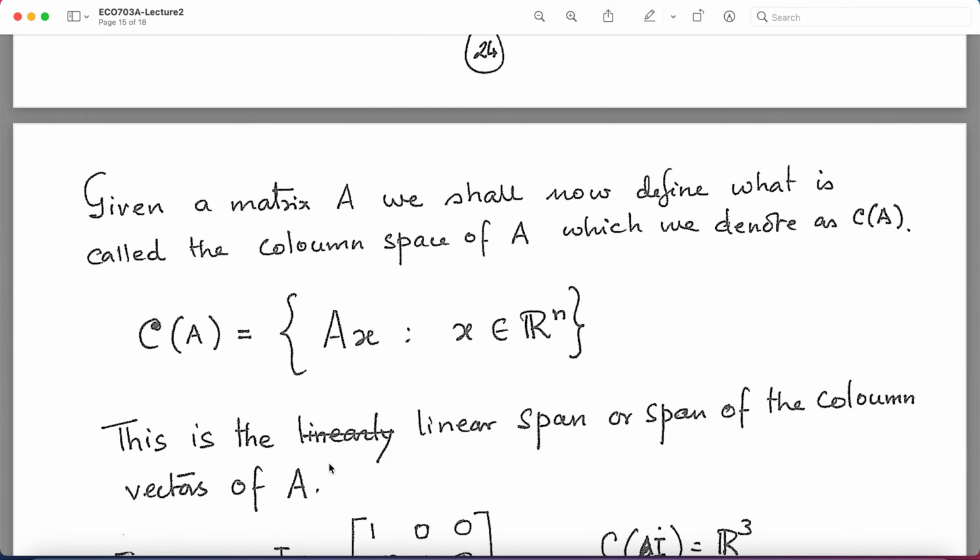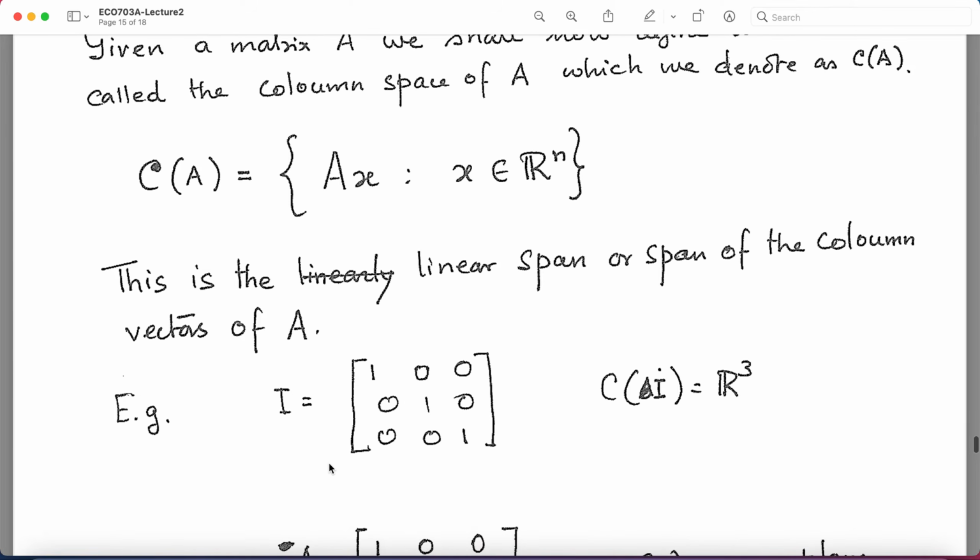So, now after so much talk, we give the definition of the column space of A. You take any vector x in Rn and form the product A of x, where A is a matrix with certain columns. So, basically you take all possible linear combinations of the columns of A, or basically the linear span of the column vectors of A, and that would be called the column space of A, or C of A.